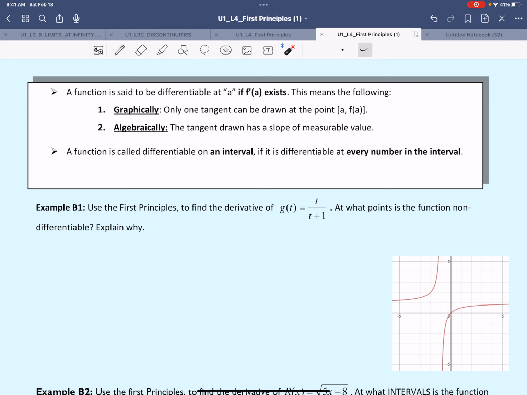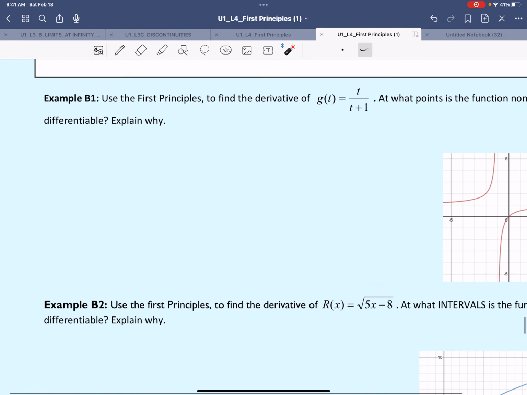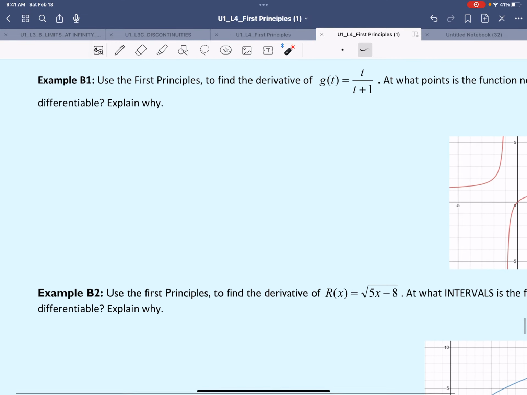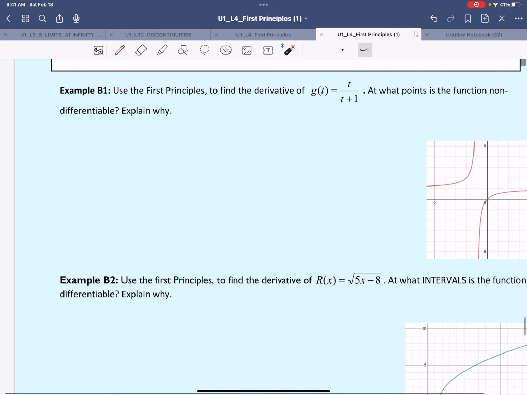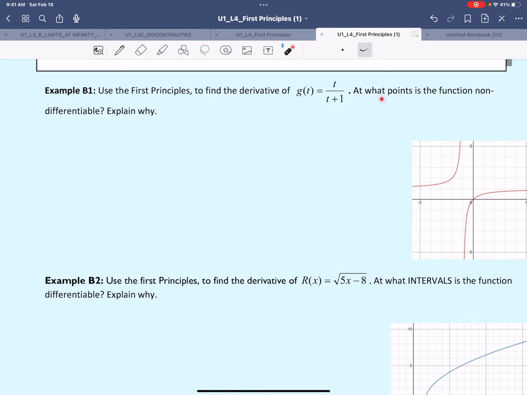Similarly, we're going to say that a function is differentiable on an interval if it is differentiable at every number in the interval. Let's start off with the first example. Here we have the function g(t) equals t over t plus 1. That's a rational function, and we have to discover at what points this function is non-differentiable and explain why.